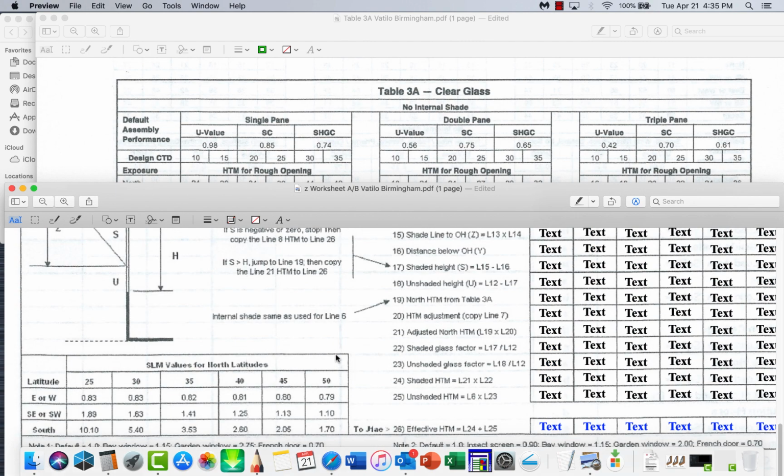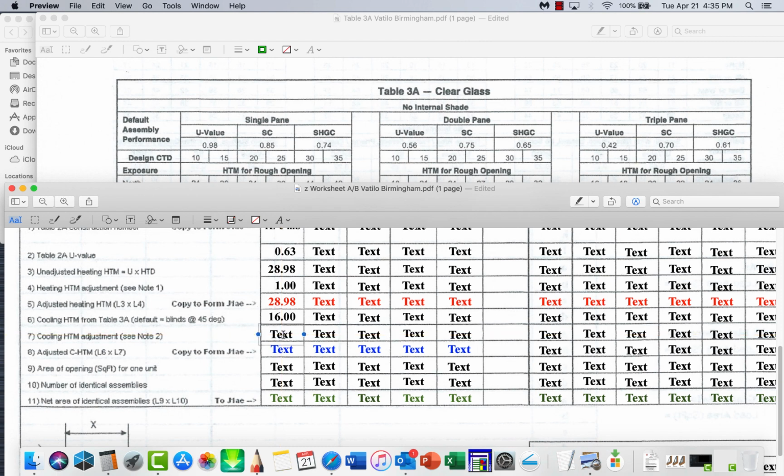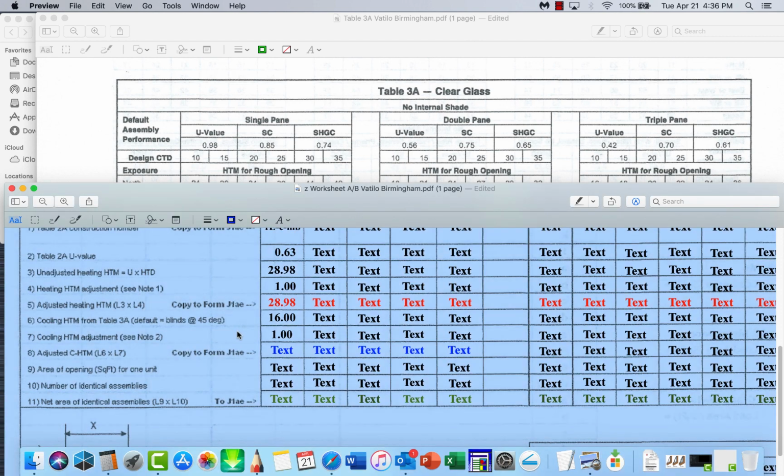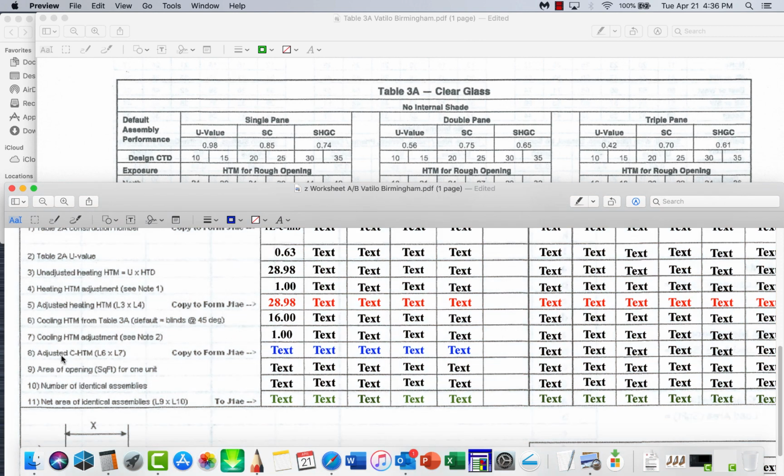So let's go back up. On line 7, we're going to be 1.0. Check. All right. Adjusted CHTM, line 6 times line 7. So this is line 6, 16, times line 7, which is 1. 16 times 1 equals 16.